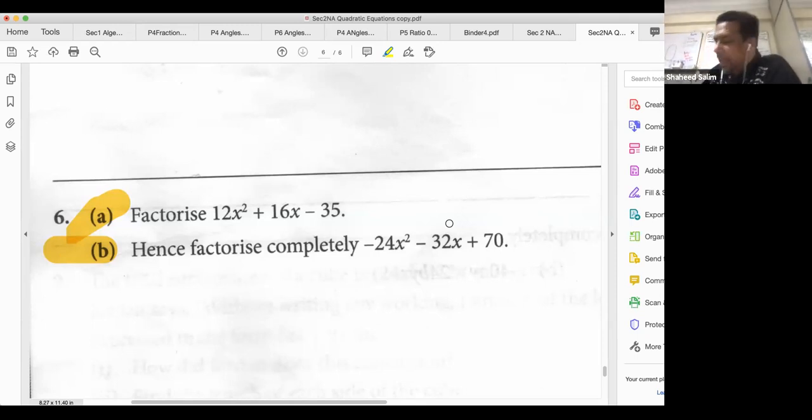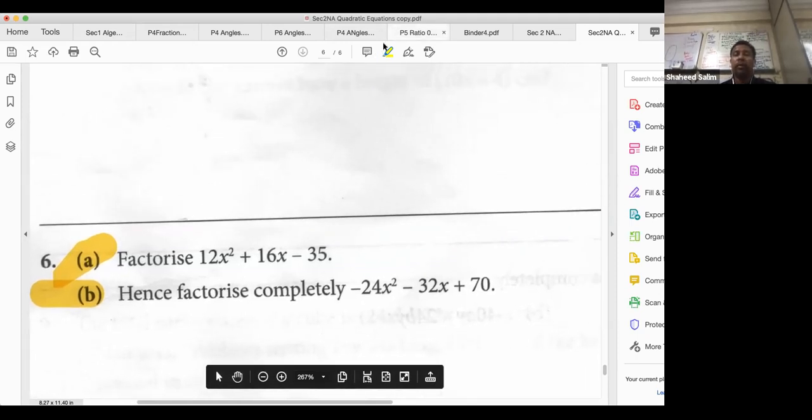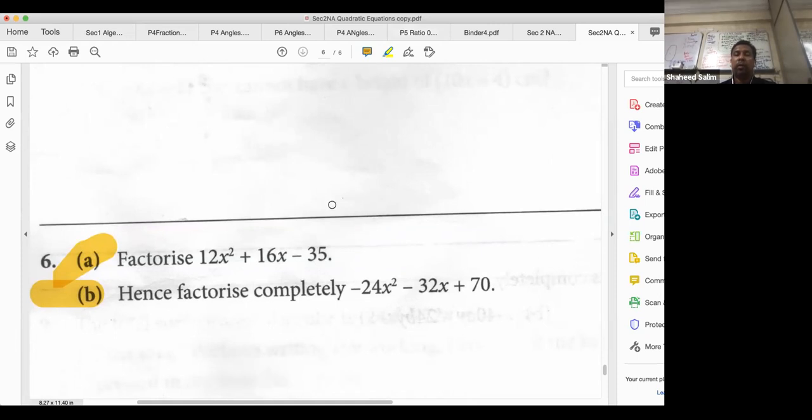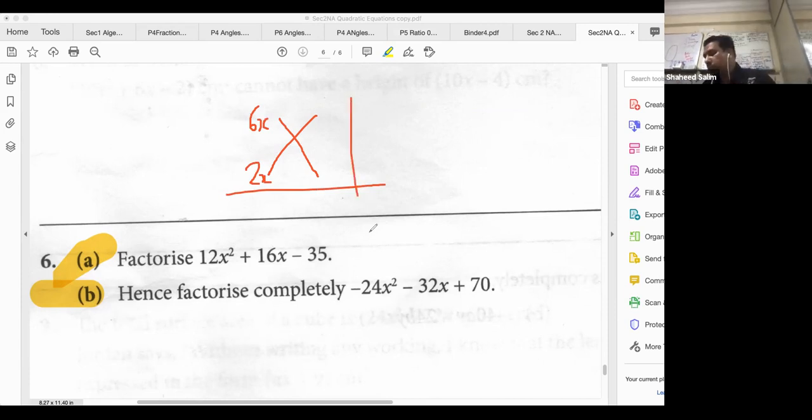Okay, the clue for the first one is 6x and 2x. That's the first clue. That's what I can tell you, according to Cikgu Shafi'i: 6x and 2x. That's the first one.